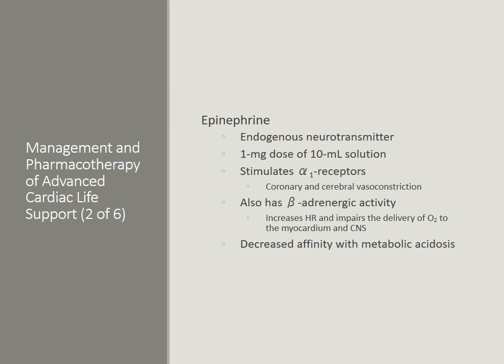Epinephrine. Epinephrine is an endogenous neurotransmitter and is administered in 1 milligram doses as a 10 ml solution. Epinephrine stimulates beta-1 adrenergic and beta-2 adrenergic receptors, which are found in dense proportions in the heart and lungs. The effect of epinephrine on the alpha-1 receptors located within the coronary and cerebral vasculature is more closely correlated with efficacy. Stimulation of the alpha-1 receptors causes vasoconstriction of the coronary and cerebral vasculature, increasing blood flow to the heart's myocardium and the central nervous system.